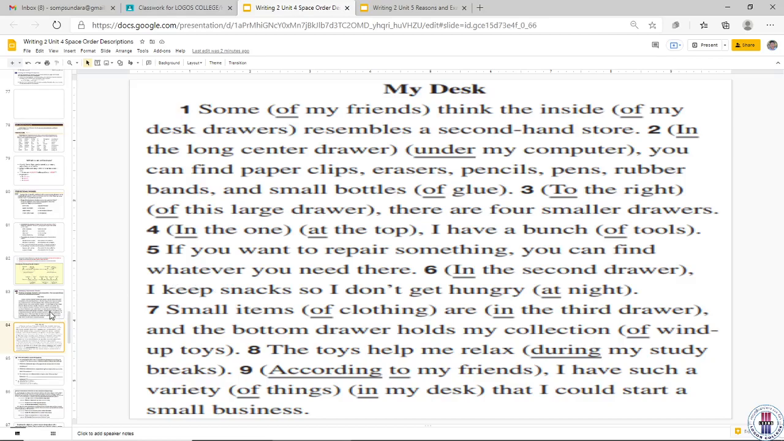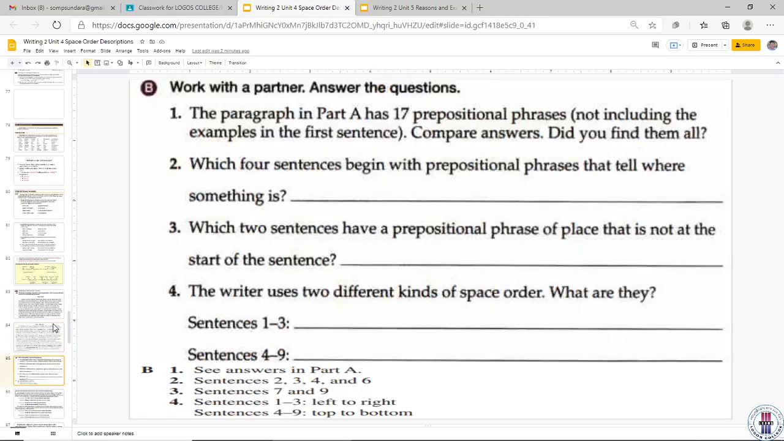All right, let's move on. Part B, if you want to, here's your answers down here. It says the preposition has 17 more, so we found them. Which 4 sentences begin with a prepositional phrase that tells where something is? And your answers are sentence 2, 3, 4, and 6.